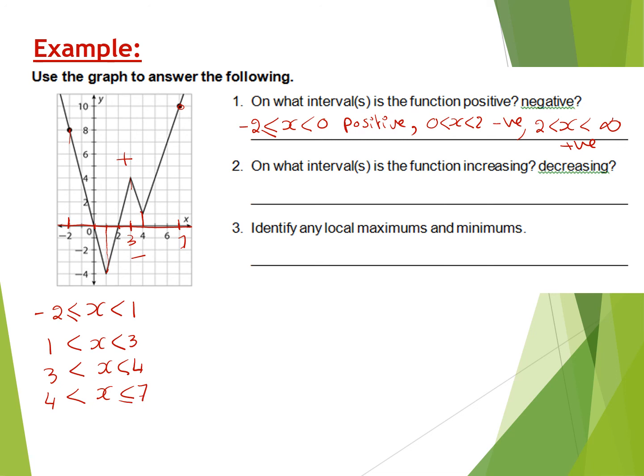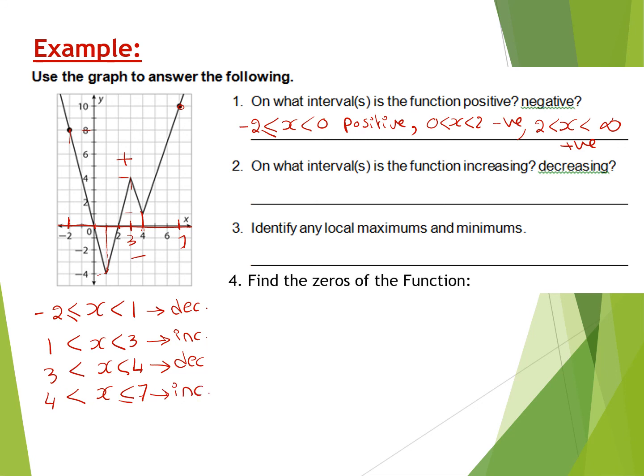Here from -2, y is 8, and here y is -4, from -2 to 1. So this one is decreasing. From 1, it's -4, going to 3 with y 4, so it's increasing. The y values are increasing. And from 3 to 4, I can see here y is 4, here y is 1, so it's decreasing. And the last part, here y is 1, and y here is 10, so it's increasing.